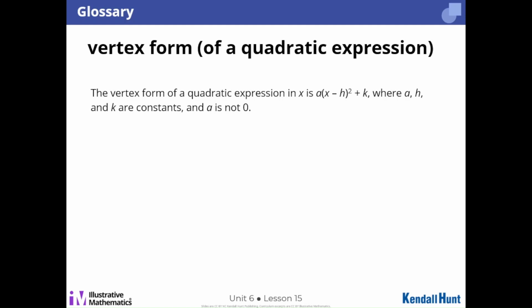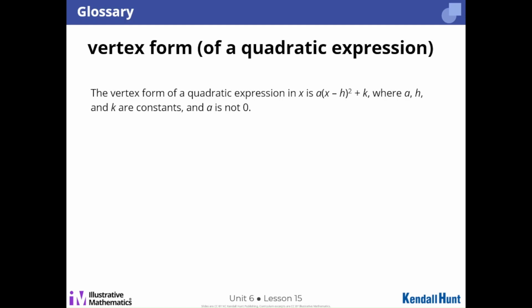When you're looking at this, what you need to understand is that the h term is the x-coordinate of your vertex, and the k term is the y-coordinate of your vertex. Now, when you're doing this, most people find it easy to find the y-coordinate because it is plus k. So your y-coordinate is going to be exactly what you see. If you see plus 5, then your y-coordinate is 5. If you see minus 7, then your y-coordinate is negative 7.